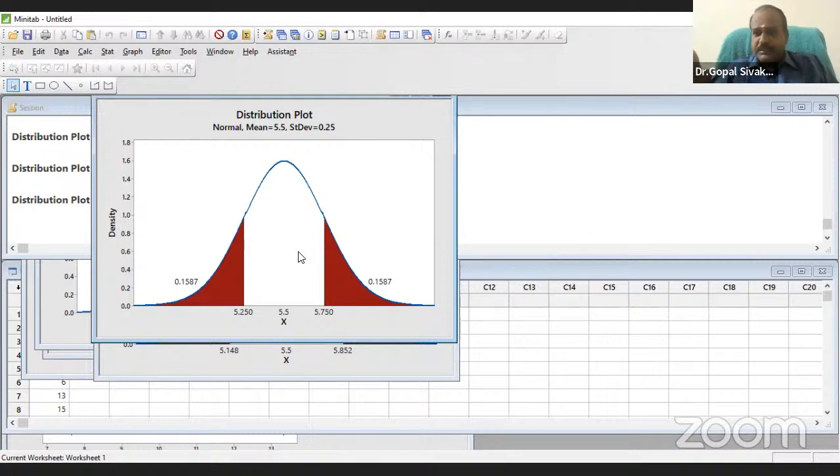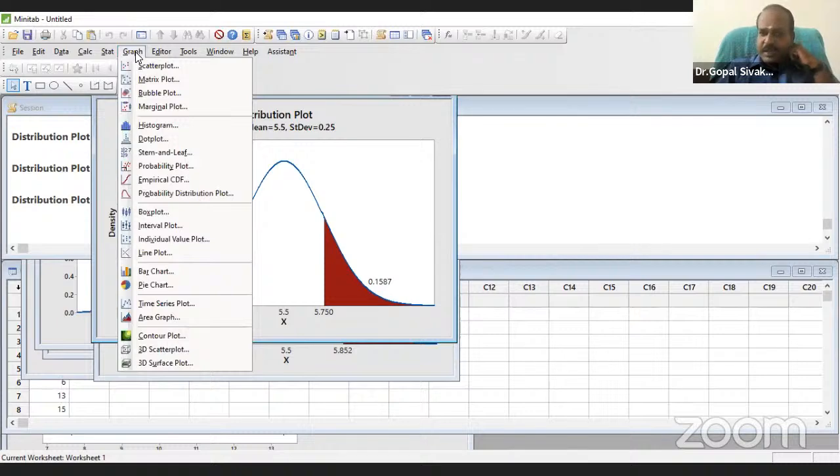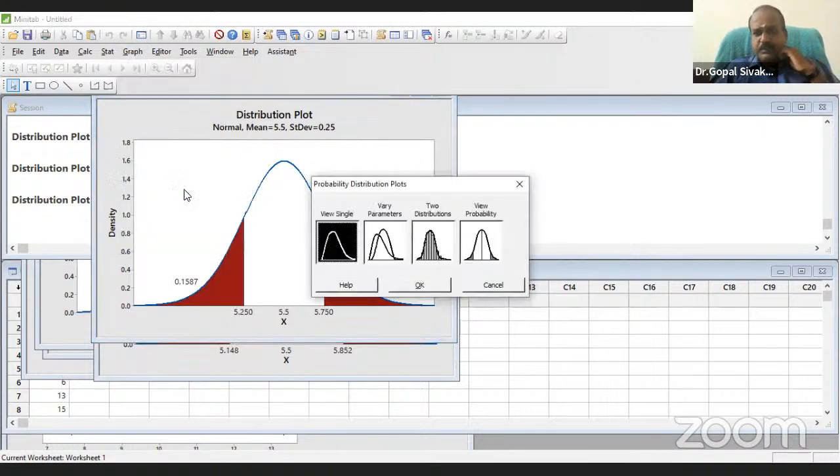The requirement is you should know the mean, you should know the standard deviation, you should know the type of distribution. What is the assumption here? Distribution is normal. All of you are good so far? Yes. Now go to graph, probability distribution, view probability, give okay.